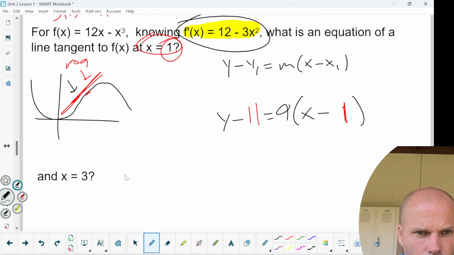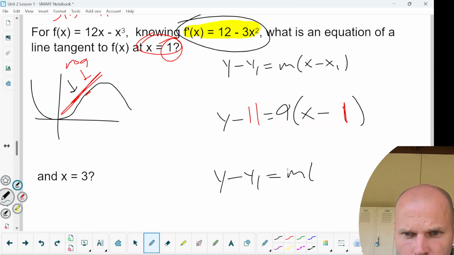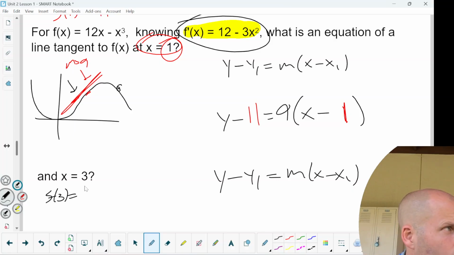Well, we need a point and a slope. I would ask you guys to do this in class. Let's see if we can do it here. Well, what's the y coordinate at 3? Oh, we got to plug in 3. 36 minus 27 is 9. That's interesting. And then what is the slope?